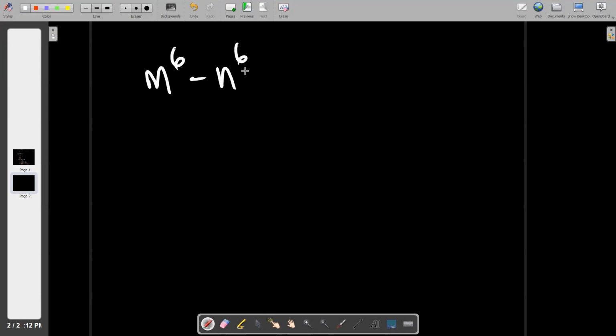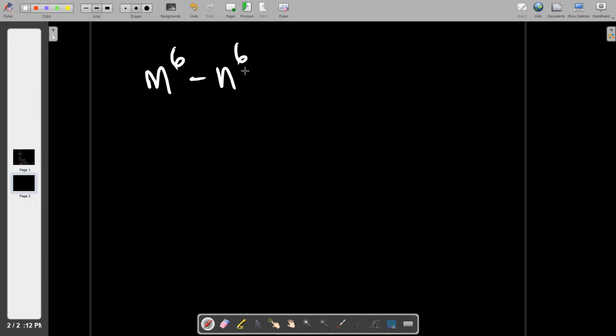What is this? It is a difference of cubes. It is also a difference of squares. Watch out for those exponents that can be divided by 2 and 3. And also watch out for numbers like 1 and 64 that can be square rooted and cube rooted. It happens. So which route are we going to choose?